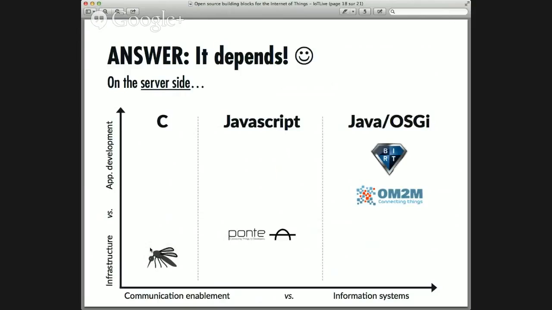If you are really building the infrastructure of your sensor network, then you will likely use something like Mosquitto, and maybe you want to do something more about bridging some sensors with each other, and you are more in the integration kind of stuff. So Ponte can be useful there, and really if you want to do more application enablement kind of stuff, then we have frameworks for implementing the ETSI M2M standard, for example, and you can start bridging with other BI solutions like BIRT, etc.